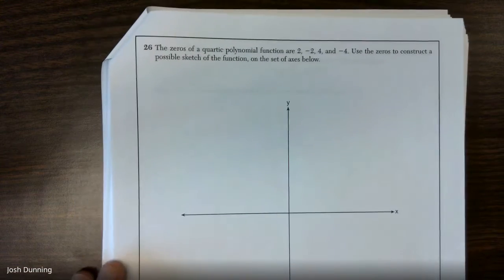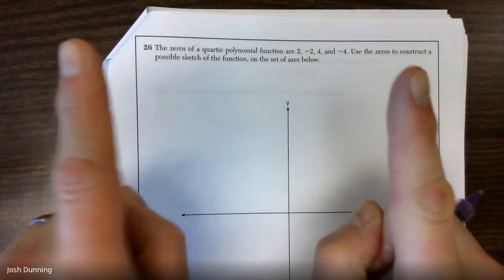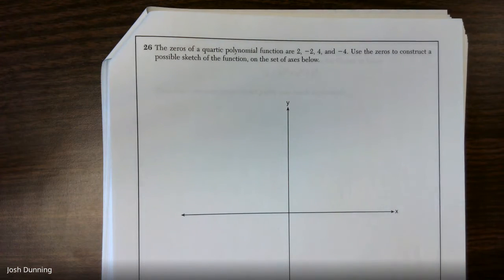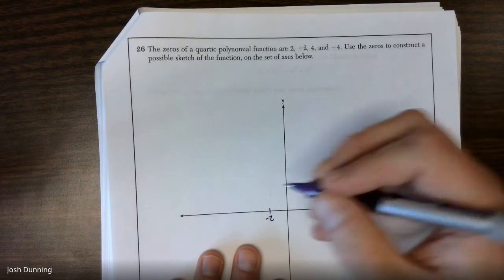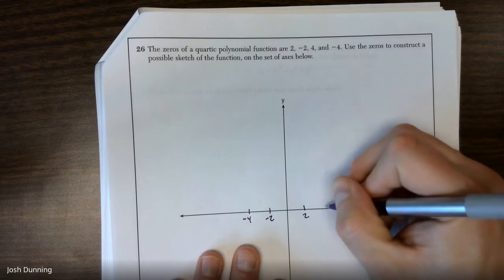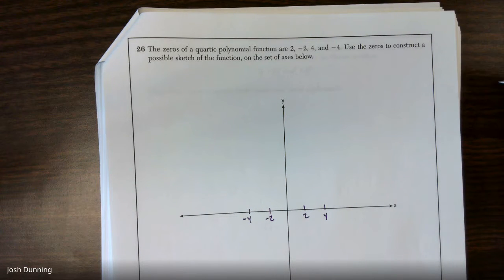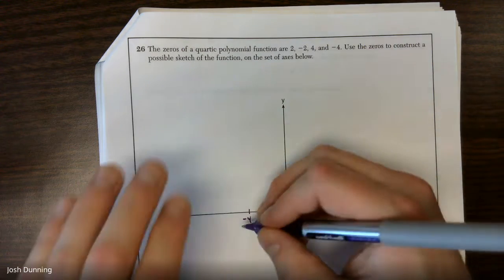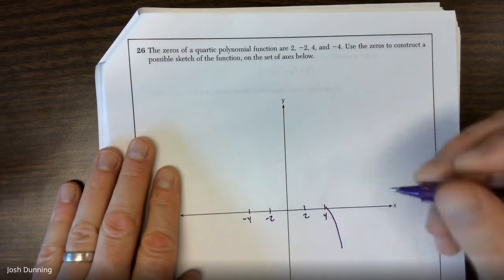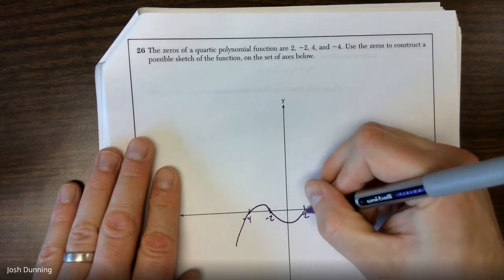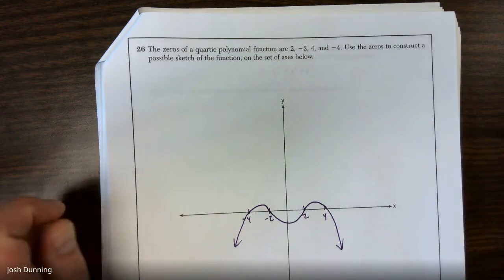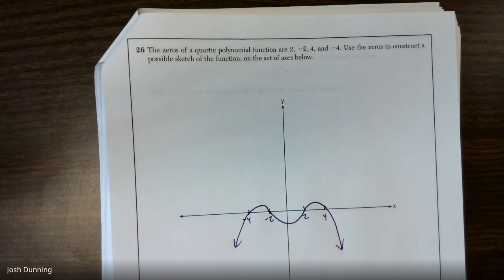The zeros of a quartic, 4th power, so the ends have to point the same way. Either both point up or both point down. The zeros of the polynomial are 2, -2, 4, and -4. Okay, so there's -2. There's -4. There's 2. There's 4. This is just a possible sketch. As long as we point the same way, and I'll have them both pointing down. We'll go up and over, and then back down, up and over, and there we go. All they have to do is point the same way at the ends. Could point them up if I wanted.